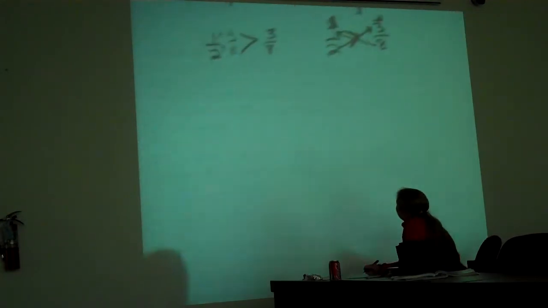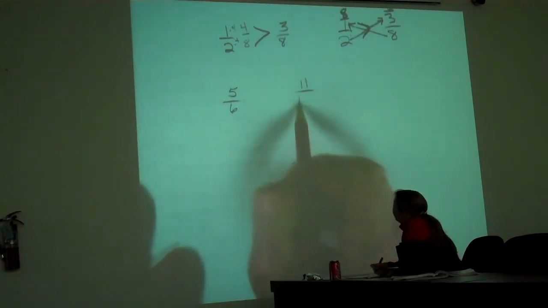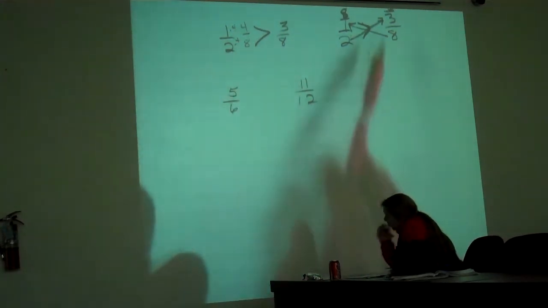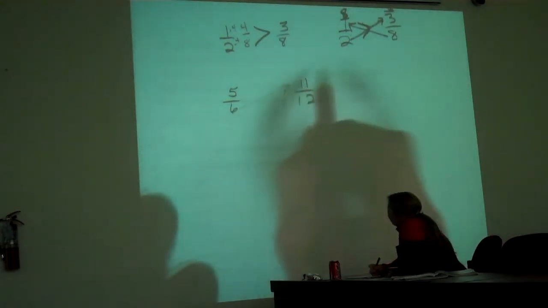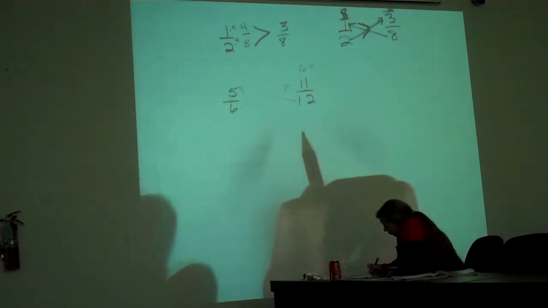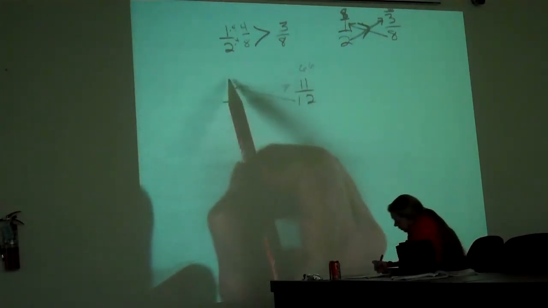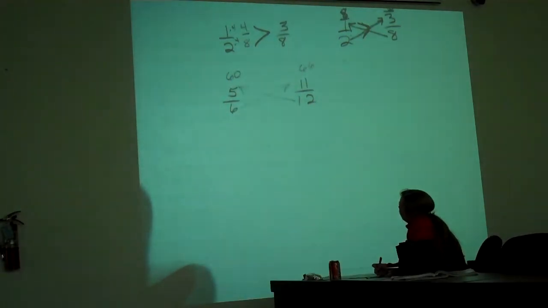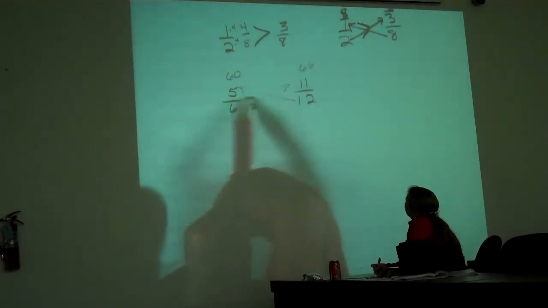Okay, so let's do another one. 5/6 and 11/12. You can either do the common denominator or do it that way. 6 times 11, 66. 12 times 5, 60. If you don't want to multiply, you could turn this into 12s, right? Times 2, times 2.